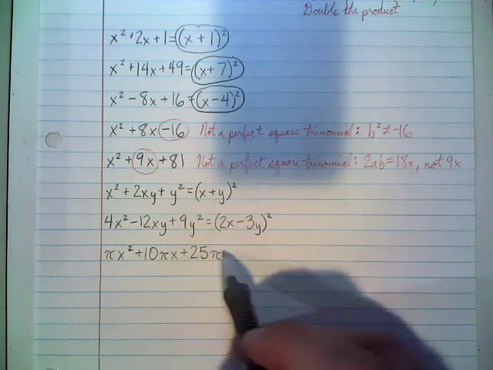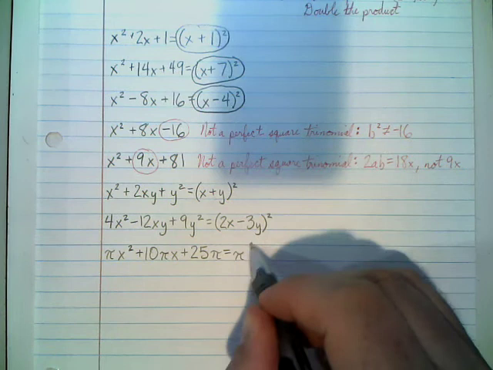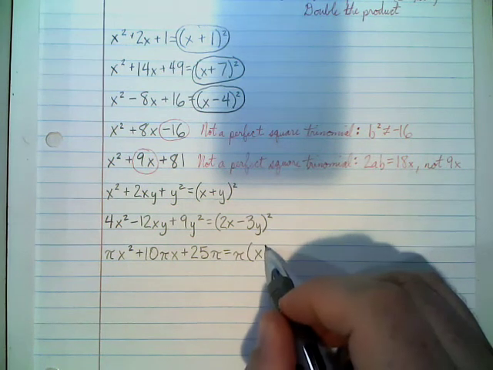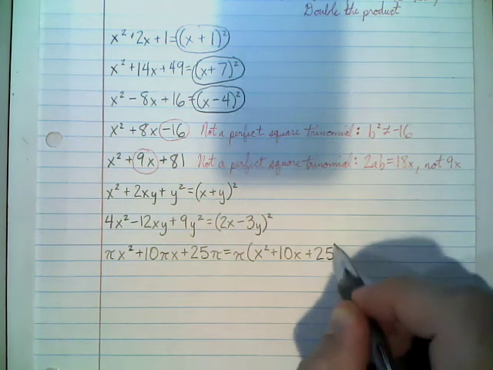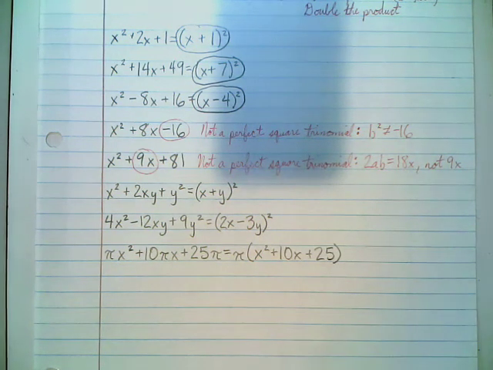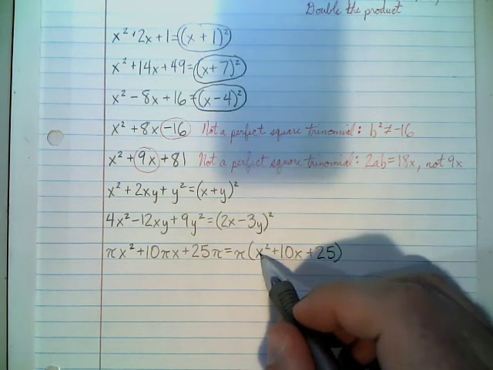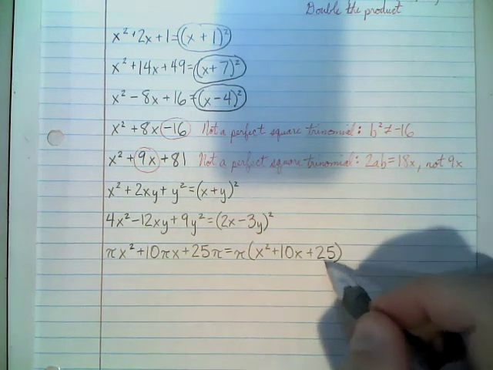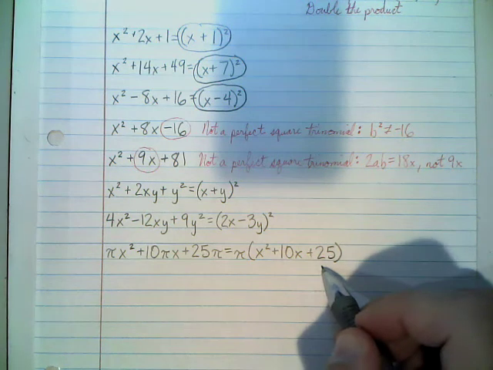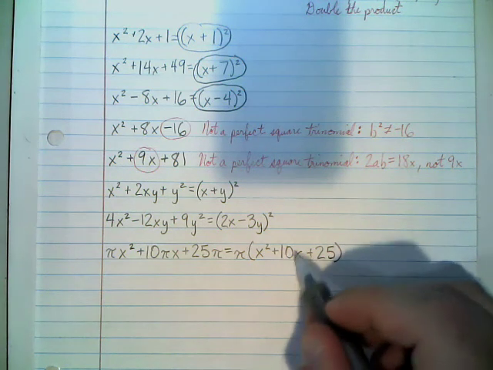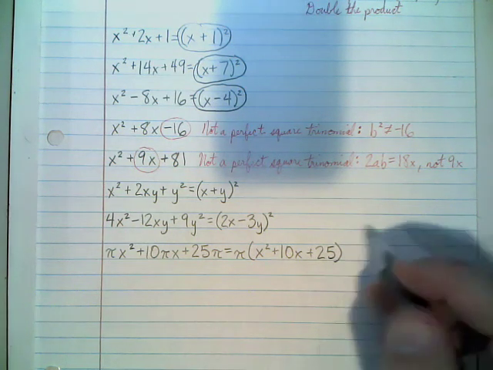So the first thing I'm going to do here is factor out what I can. Noticing that there's pi in each of these, let's go ahead and factor the pi out. I factor pi out, I'm left with x squared plus 10x plus 25. Now, from what's left over in the quantity, x squared is x squared. 25 is 5 squared. So x and 5 makes 5x, doubled is 10x. So it turns out that what's left over here is a perfect square trinomial.